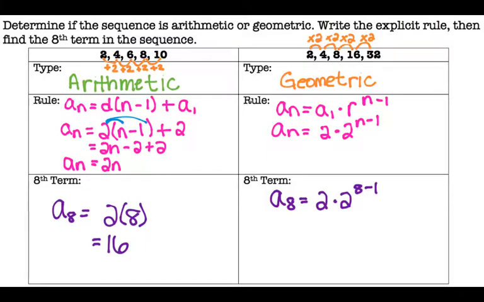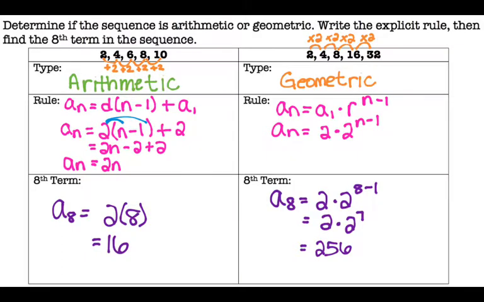So for a sub 8, I'm going to plug 8 in where I have n. And remember, you have to do exponents first. You can't do 2 times 2 first. You have to do 2 to the 8 minus 1 first. So 8 minus 1 is 7. So I'm going to do 2 to the 7th power and then multiply my answer by 2, which gives me 256.